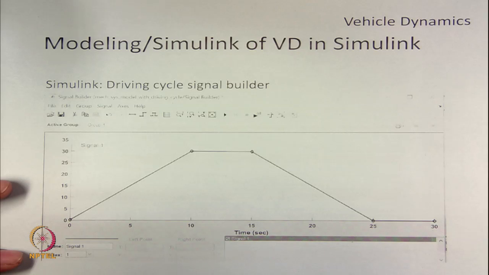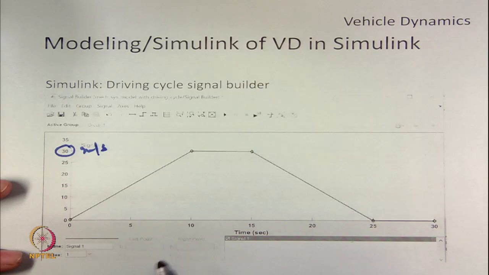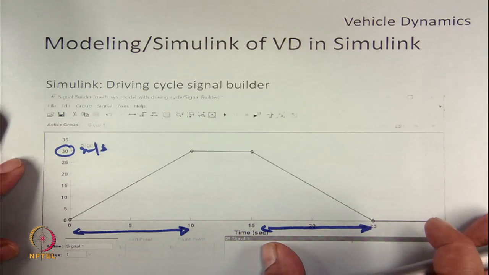So, let us try to see results for a different profile. Here, on the same graph, the maximum speed is 30 meter per second, but now we are accelerating for only 10 seconds and decelerating also for 10 seconds, and the constant speed region is 10 to 15 seconds. So, we will see what kind of results we get.